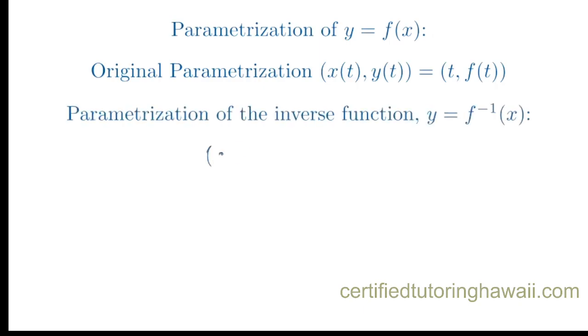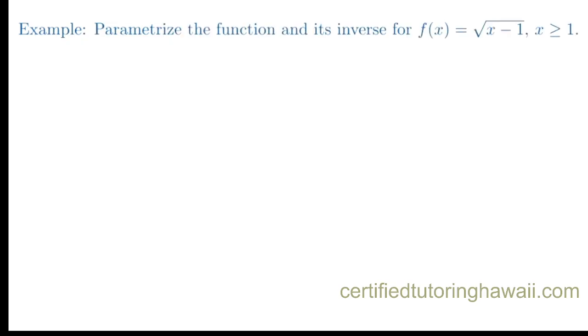If y equals f of x is invertible, its inverse function's parametrization is found by swapping the x and y components of the original parametrization. The parametrization for the inverse is x equals f of t, y equals t. Let's demonstrate with an invertible function. Consider the function f of x equals the square root of x minus 1, but only for x greater than or equal to 1. The restriction is important because it makes the function invertible.